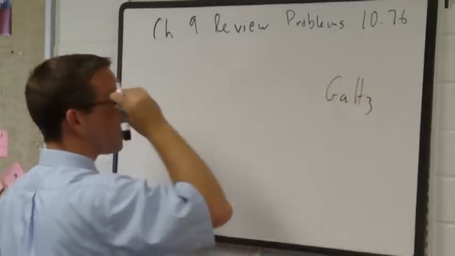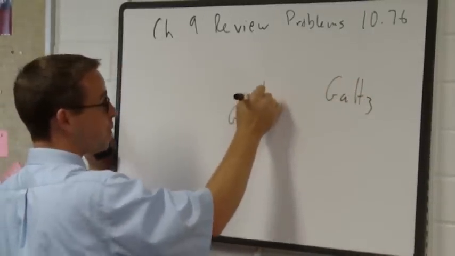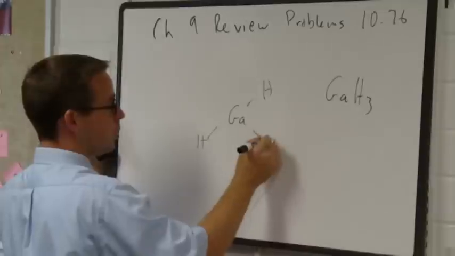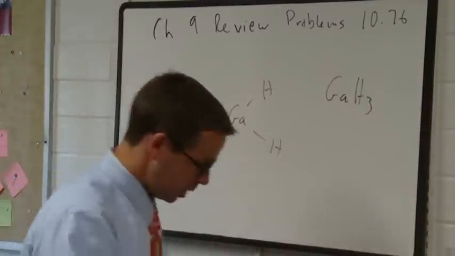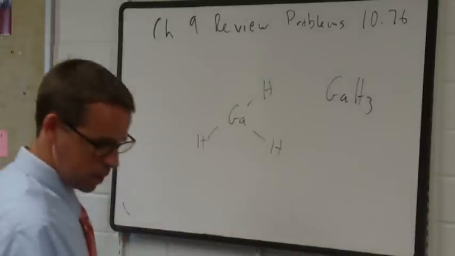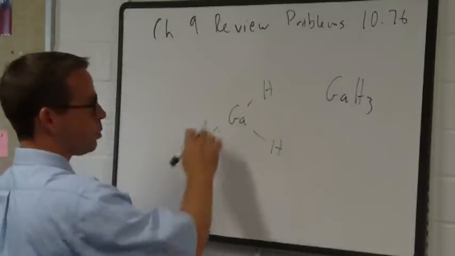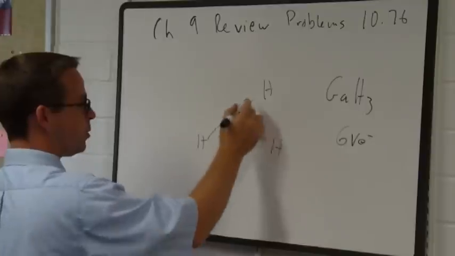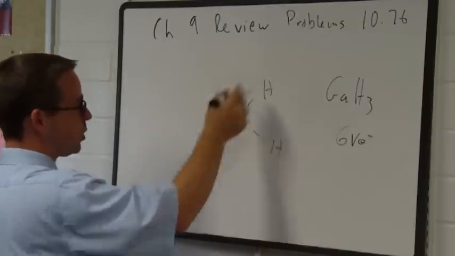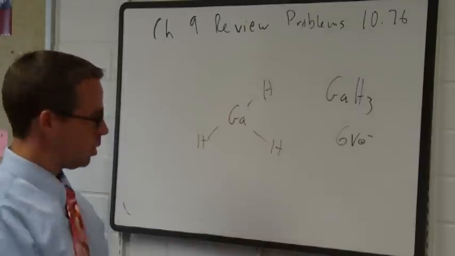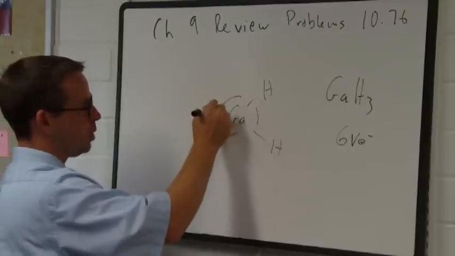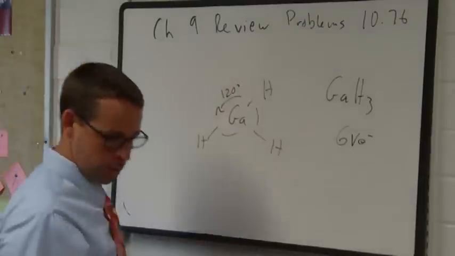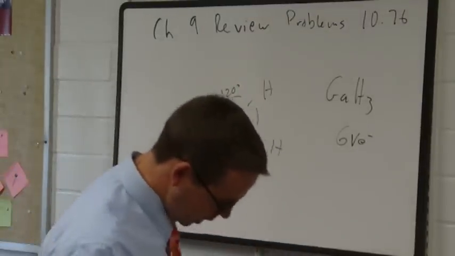1076E, gallium hydride, GaH3. Gallium, three hydrogens, and gallium has how many valence electrons? Three valence electrons. Hydrogen has 1, 2, 3, so we have a total of 6 valence electrons here. Therefore this is trigonal planar, because they're all going to be trying to get as far away as possible, 120 degrees here. So that's trigonal planar.